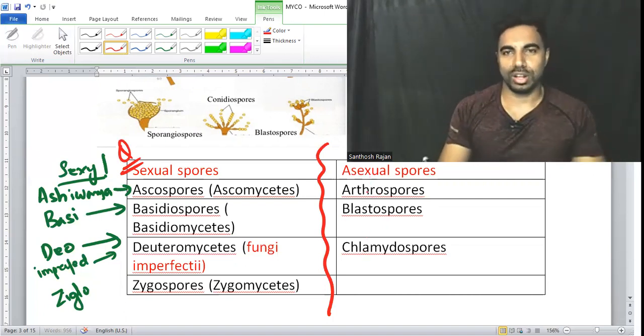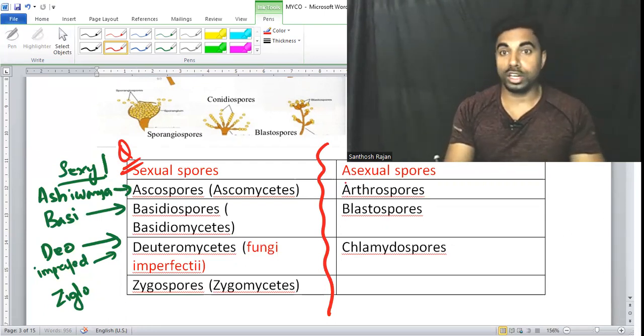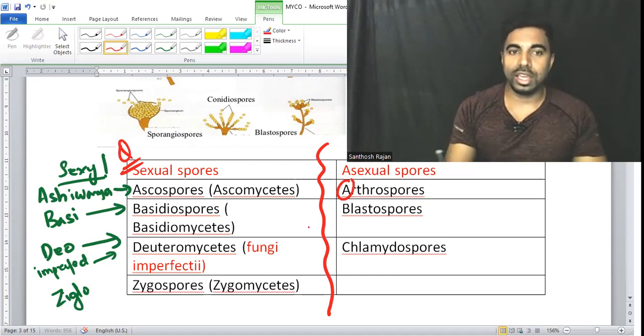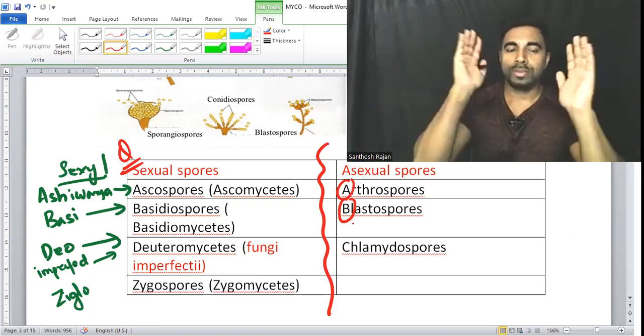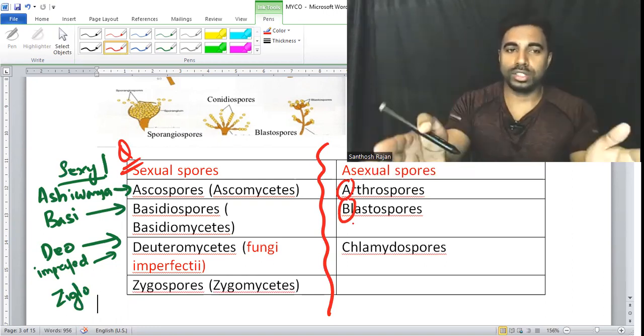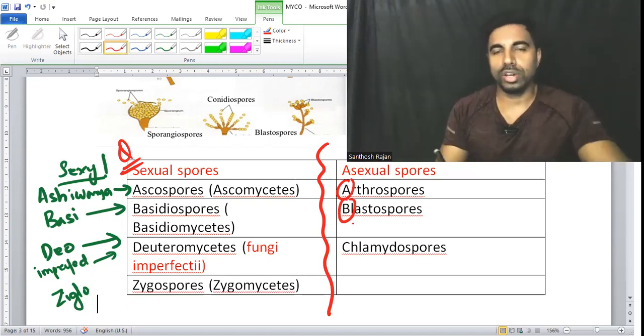They are asexual. If you use a mnemonic, you'll get confused, because there is AA, either AA or BA, so you'll make mistakes. Forget about it. Remember: Ash, Basi, Dio, and Jiglo, Zygo are sexy. Finished. Okay.